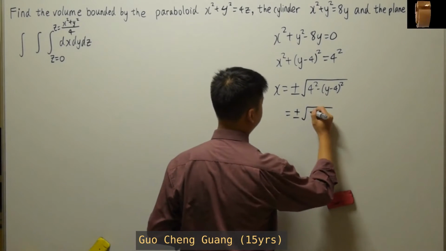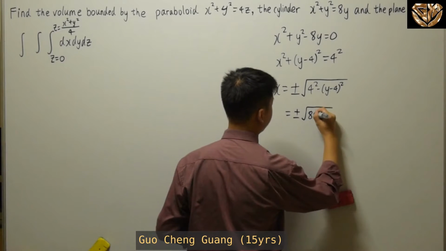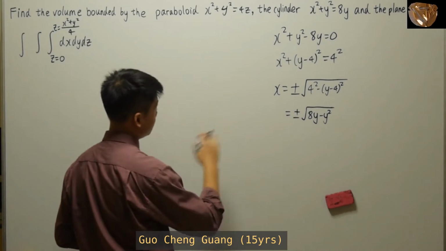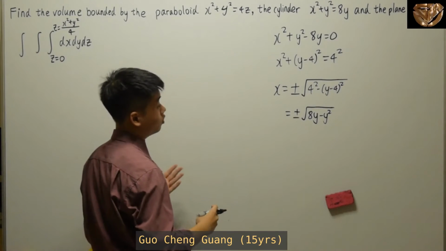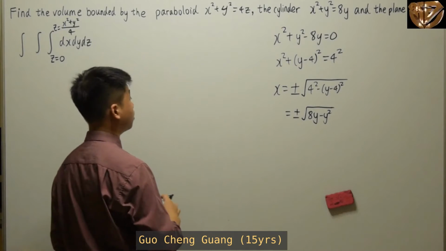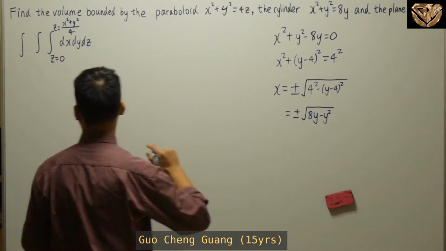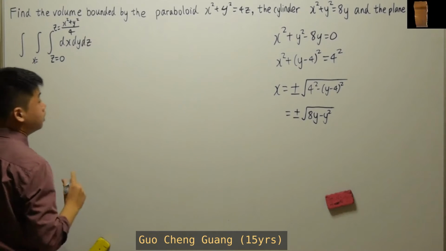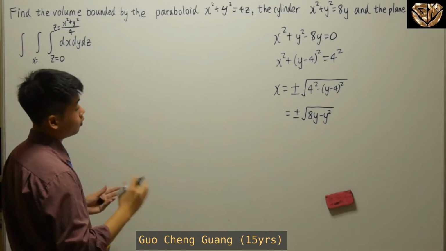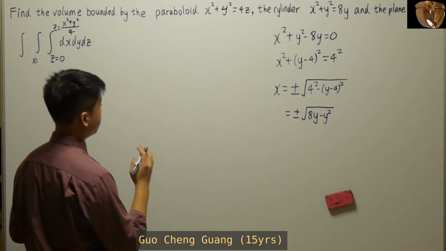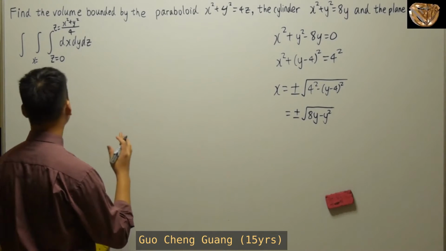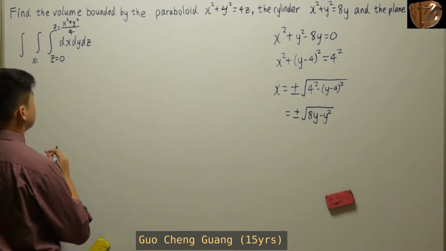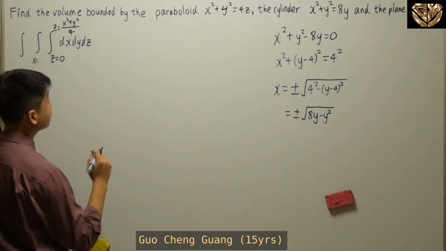you can then have 8y minus y squared, or you could just leave it in its original form. It depends on which form you prefer more. Either form you can leave it in, but we're just going to go with the first form. So now, it is from the negative value to a positive value, since your x is increasing.